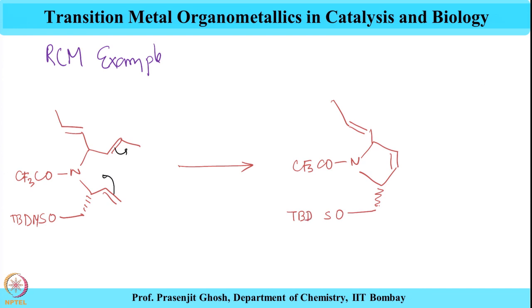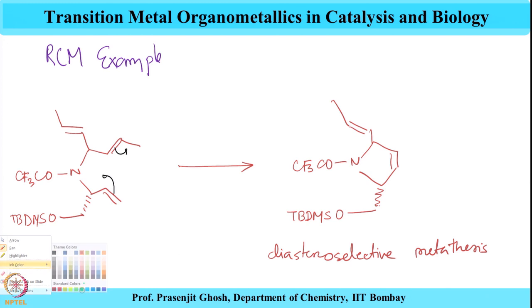OTBDM, and this is a diastereoselective metathesis reaction, and here we see that the two olefins undergo ring closing using these two olefinic bonds. The other examples, we continue to give various examples of ring closing metathesis.